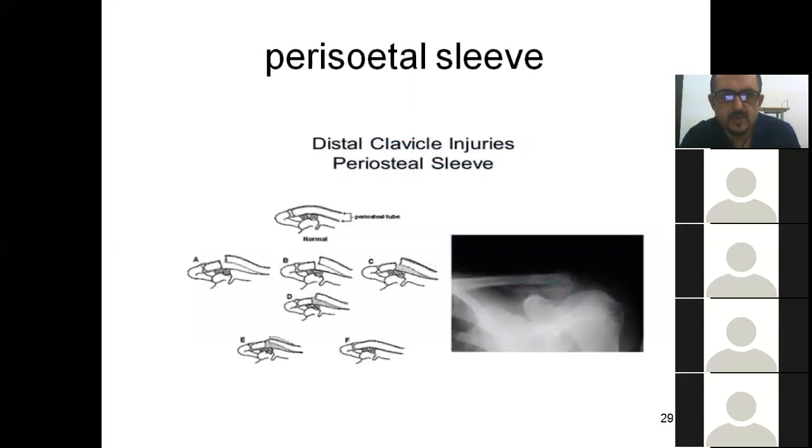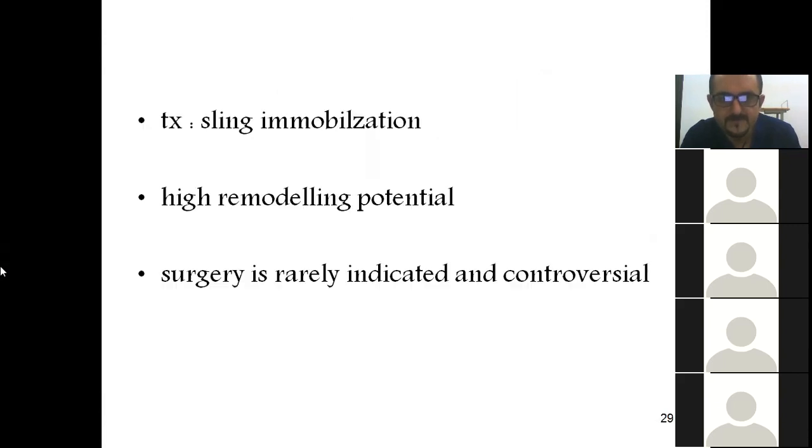So here we are showing that lateral one third clavicle fractures in the pediatric population can be managed conservatively, as there is a periosteal sleeve attached to the periclavicular and acromioclavicular ligaments, and so it heals very nicely. The part of the bone which you can see over here will be resolved with the passage of time for sure. So treatment is by sling immobilization, and surgery is rarely indicated and is controversial.